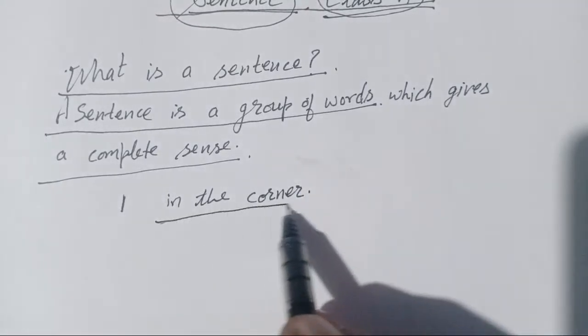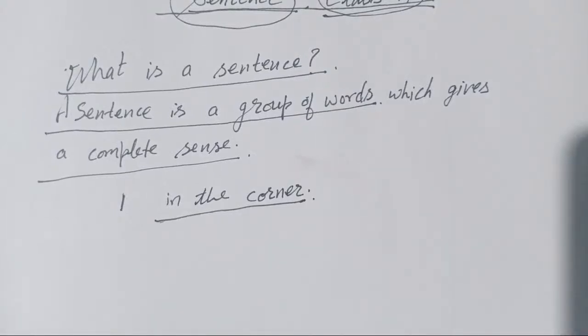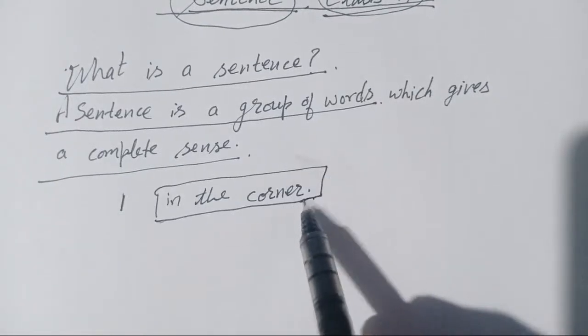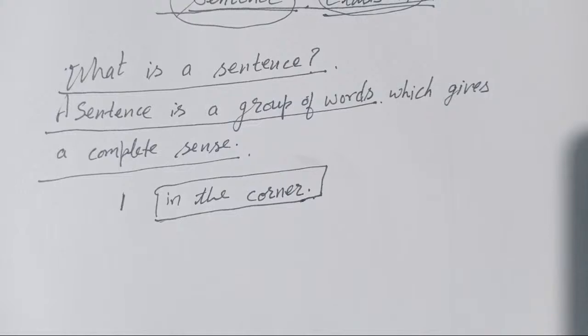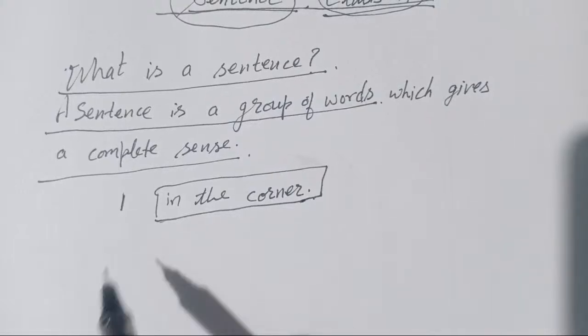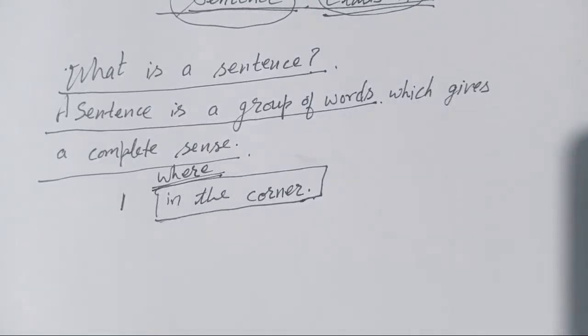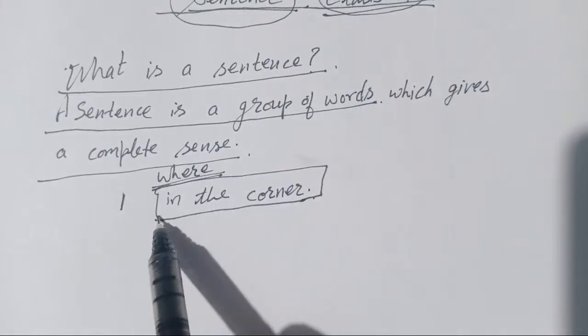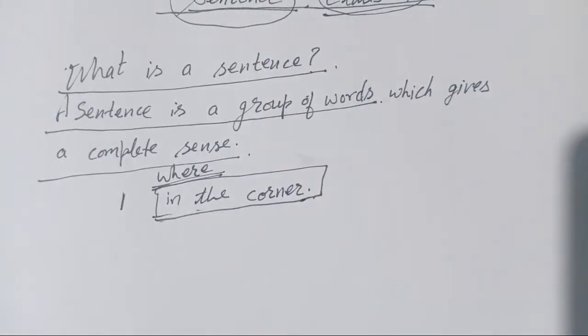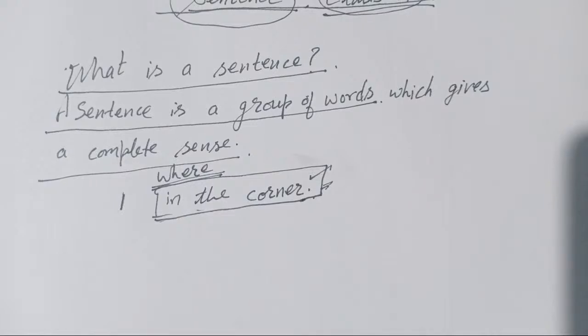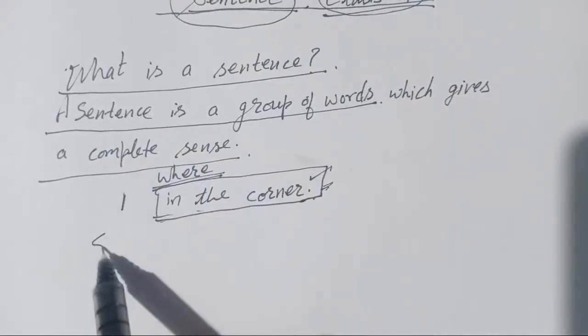Do you think this is going to be a sentence? It's a phrase. In the corner. It's a phrase, but it gives some sense. The student asks where, meaning where to stand, and the answer comes, in the corner. That means this gives some sense to the student, but it is not a complete sense. First thing.